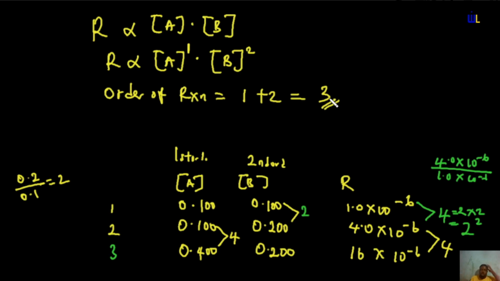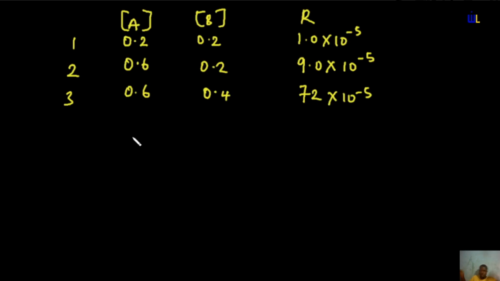Now, what I'm going to do is just to solve one more question, and with that one more question, we will call it off. Now, imagine, for instance, you have different values. Let's try out this new question. Consider the experiment seen in the board where you have initial concentration of A, initial concentration of B, and R as 0.2, 0.2, and 1.0 times 10 to the minus 5.